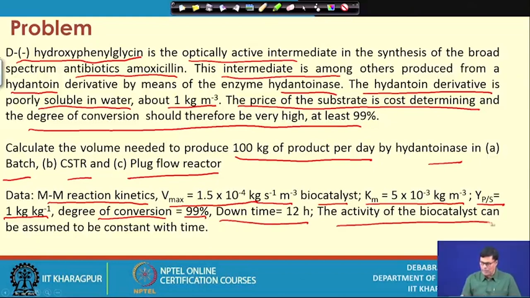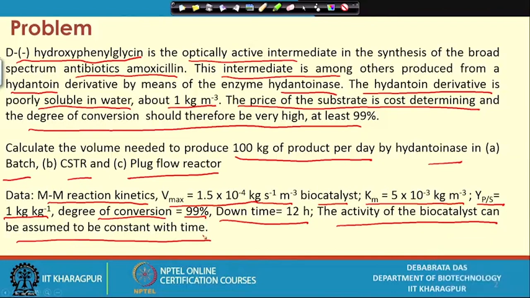The activity of the biocatalyst can be assumed to be constant with time. Because if the activity of the biocatalyst is different with respect to time, then it is very difficult. Then we shall have to do the integration of that. And I shall show you in the next problem how we can solve that.